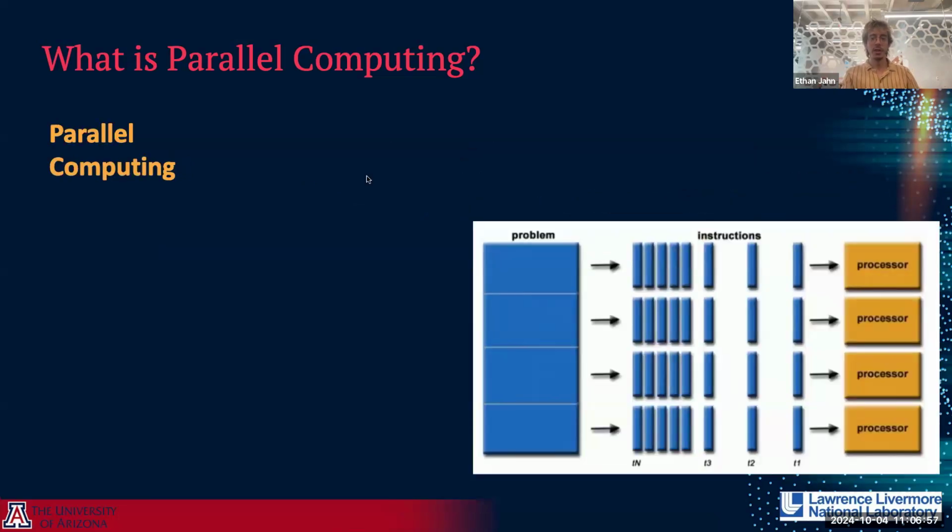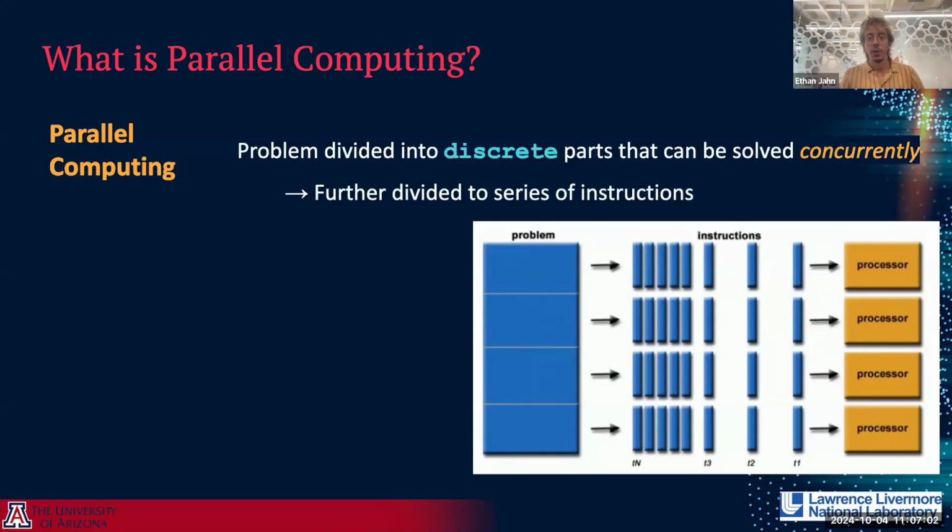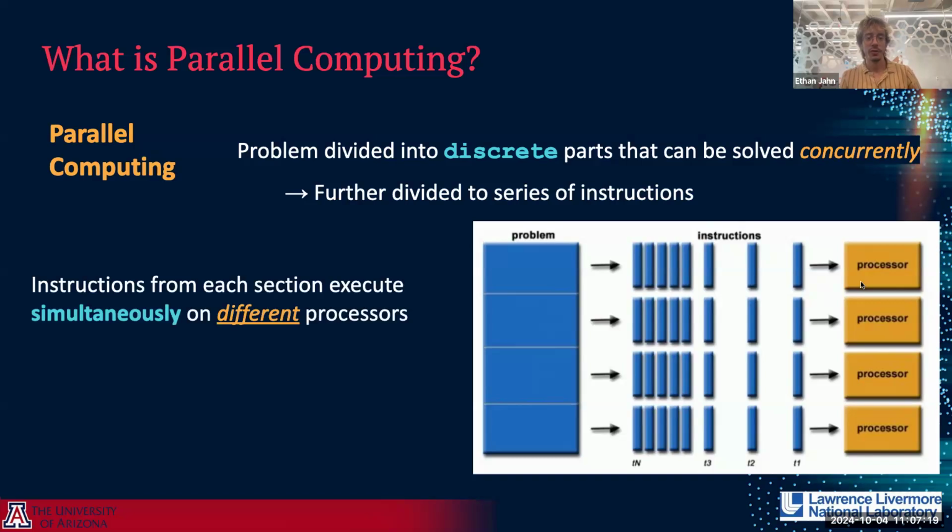So parallel computing takes the problem and divides the problem into discrete parts that can be solved concurrently. So parts that are able to be solved at the same time. And then those parts are then further divided into serial computing domains. So you have instructions that are then completed sequentially. Instructions from each section execute simultaneously on different processors. So this is an important feature of it. You know, if I need the output of one computation for the next computation, that process might have to wait around for the other one to be complete.